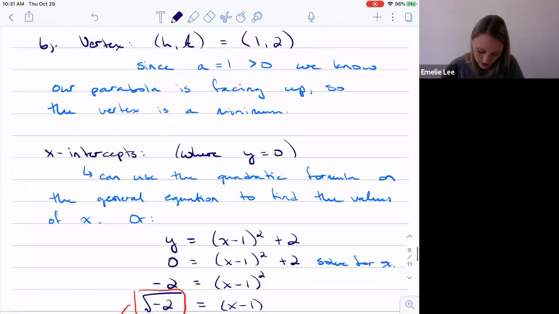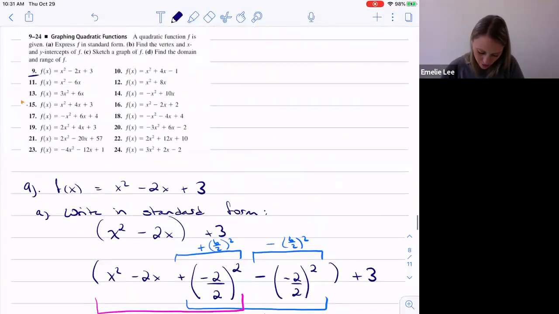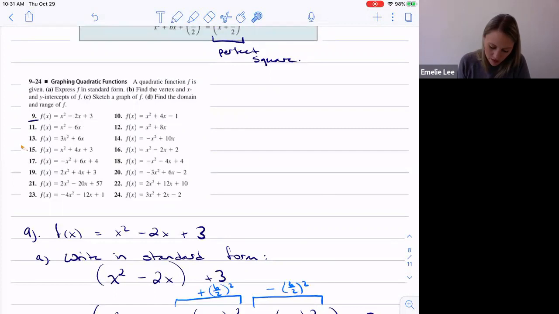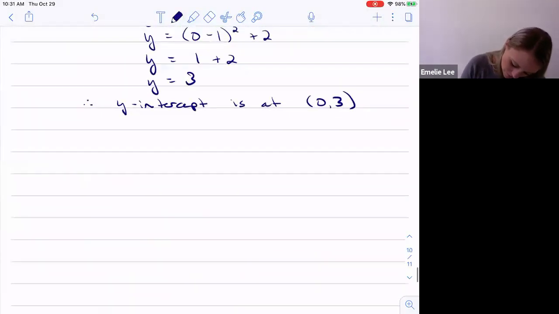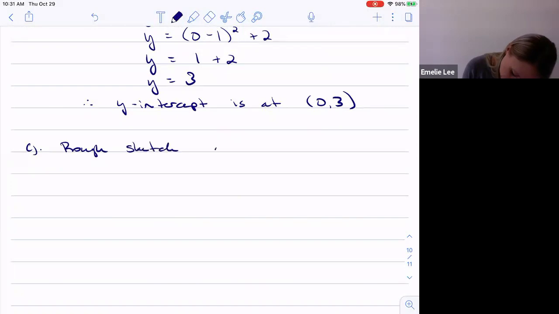The next thing we're asked to do, so find the vertex, done. The x-intercepts, there are none, but that's okay. The y-intercepts we found. Then we're going to sketch a quick graph and confirm in Desmos. So C, rough sketch. And then I'll say confirm using Desmos.